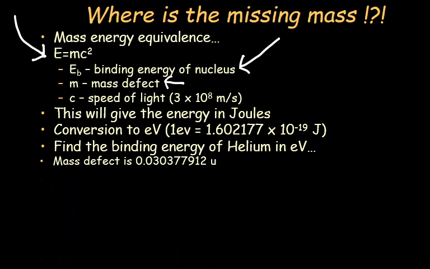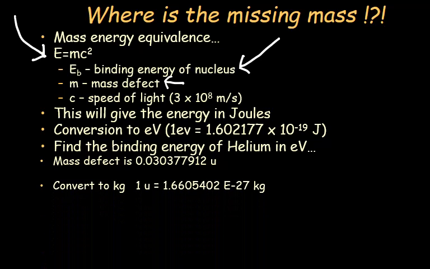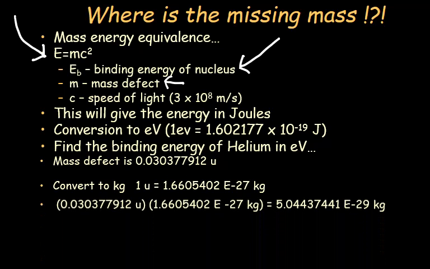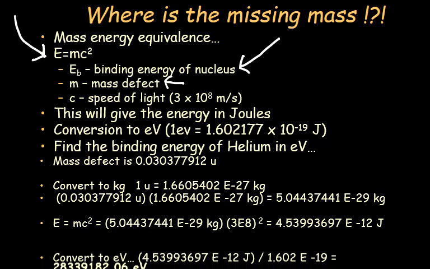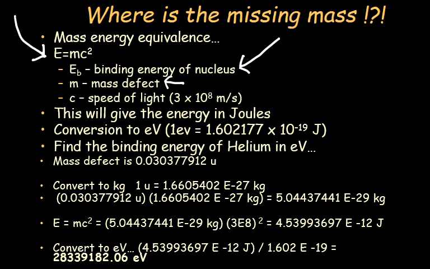So let's go ahead and do that for helium. Our mass defect is 0.030377912. We can convert to kilograms, and then we get that in kilograms. We can apply E equals mc squared, and that is the energy holding the nucleus together. That is the binding energy holding the nucleus together. And so when we convert to electron volts, this is the value of the binding energy holding that nucleus together.